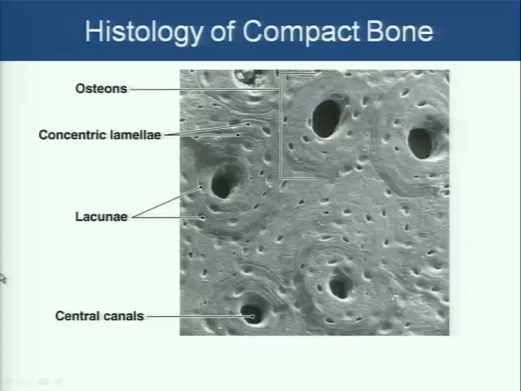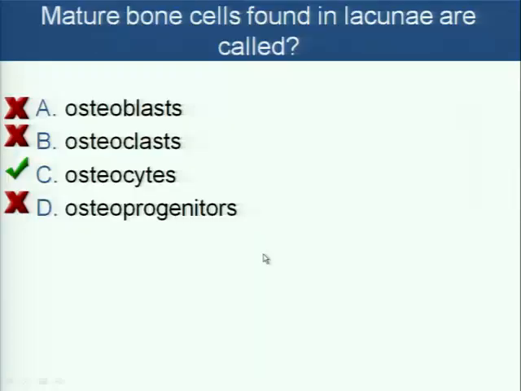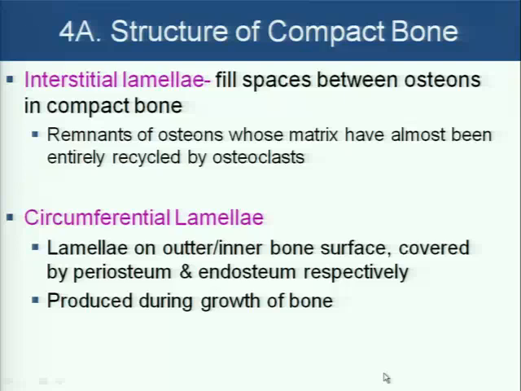Here's another cool picture of this. See the little pores, the lacunae, and the big central canal. Mature bone cells found in lacunae are called... osteocytes. Wow, you guys are brilliant.